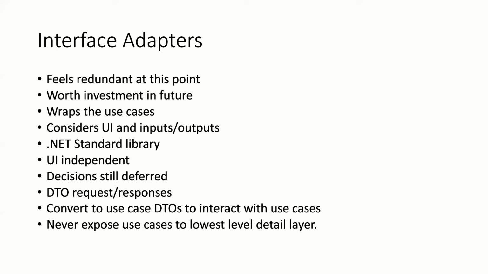Anything that calls interface adapters will have to provide the information in interface adapter DTOs. And interface adapters will convert those DTOs to use case DTOs in order to interact with the use cases. We never expose use cases to the lowest level detail layer. And again, we don't pass the DTOs from use cases back down to details, because if anything changed in use cases, it encapsulates the changes to that use case layer and doesn't scatter things around the entire system.